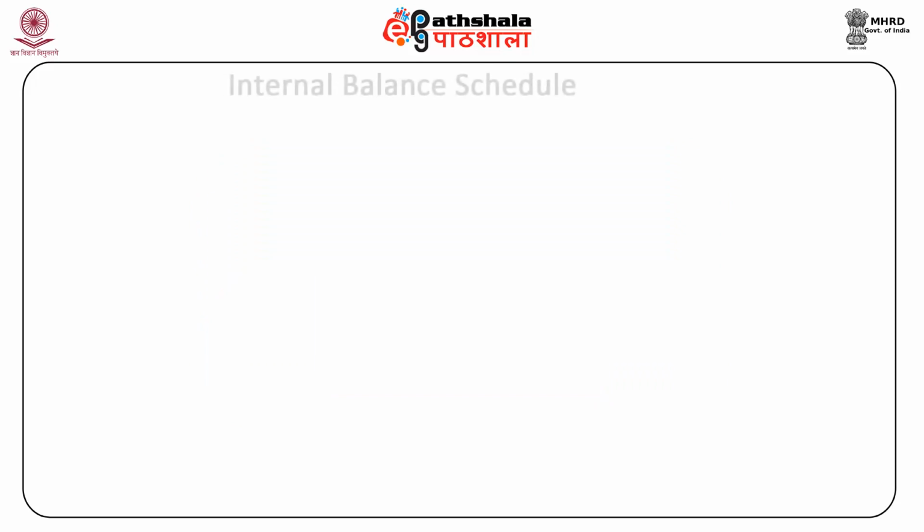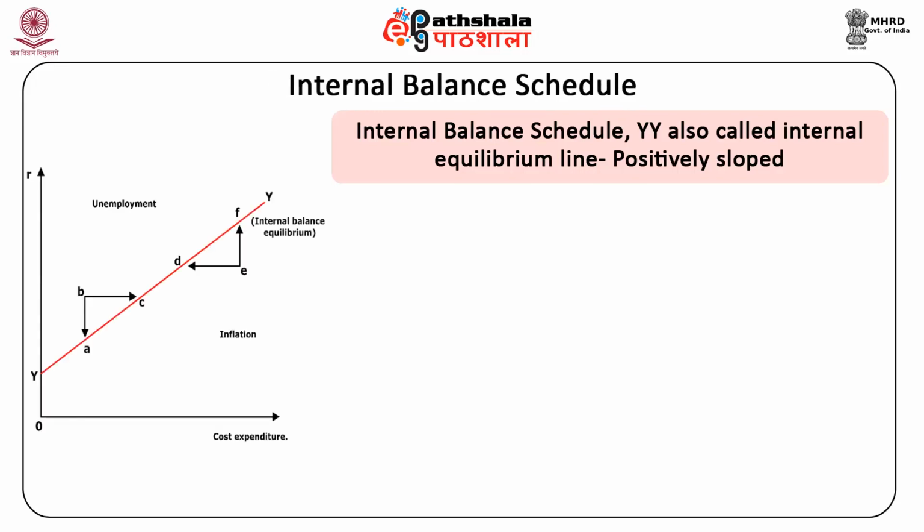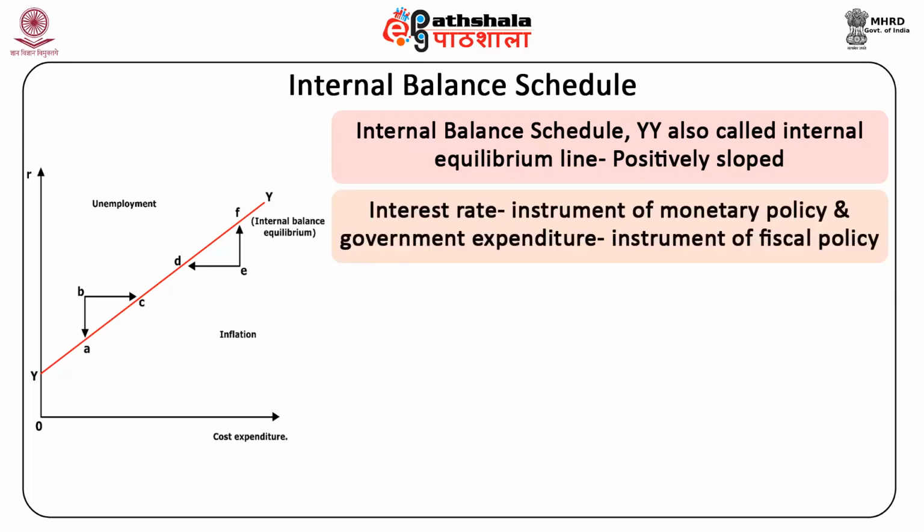Moving on to the internal balance schedule. YY is also called the internal equilibrium line. It is positively sloped and shown in the figure. The vertical axis measures the interest rate, which is an instrument of monetary policy, and the horizontal axis measures government expenditure, which is an instrument of fiscal policy. If we are at any point on the YY line, we are assured of full employment and price stability, that is, zero inflation and zero unemployment.